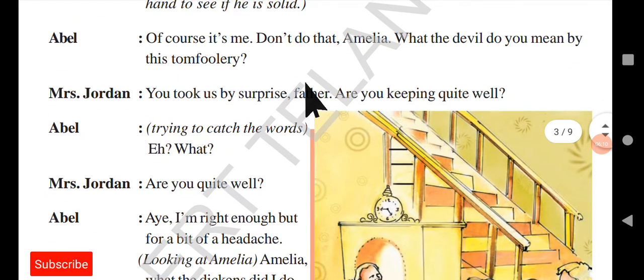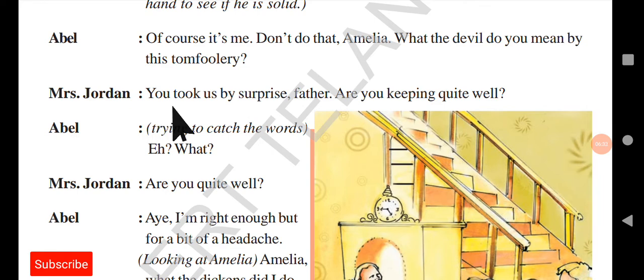So Abel says, "Of course it's me. Don't do that, Amelia. What the devil do you mean by this tomfoolery?" Okay, tomfoolery in the sense of a brainless person. Why are you doing something stupid like that? Why are you poking into me? It is hurting. You are looking stupid and all.